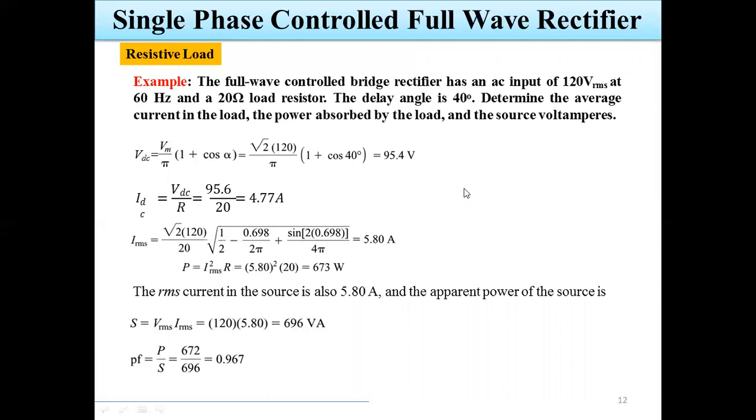Next, what about the apparent power? We have the RMS value of the voltage and also the RMS value of the current. Apparent power S is equal to the product of VRMS and IRMS. So S is equal to 120 into 5.80, which equals 696 volt amperes. Next, power factor is equal to P by S, which equals 672 by 696, that is 0.967.